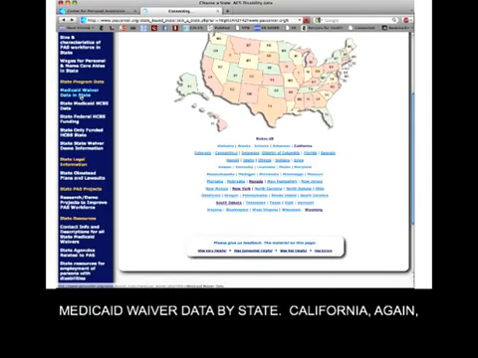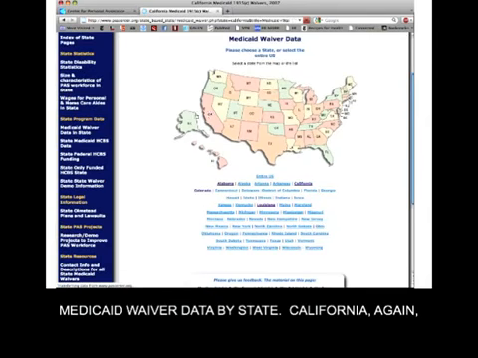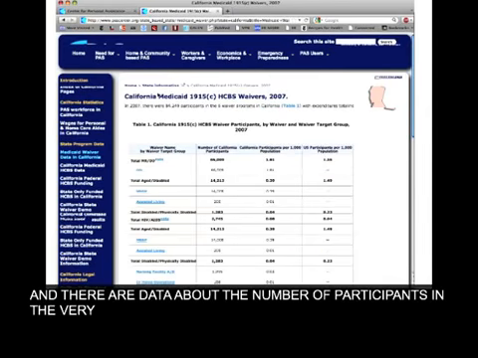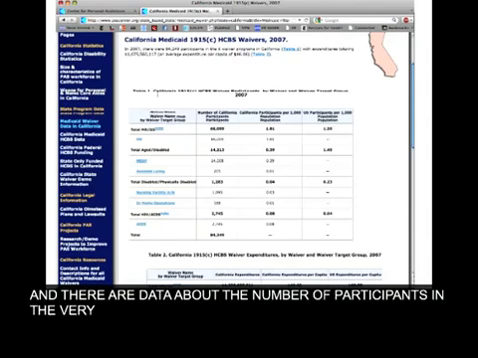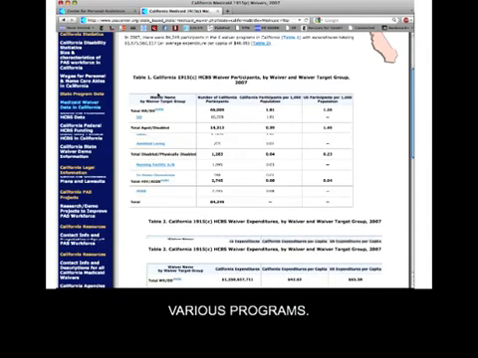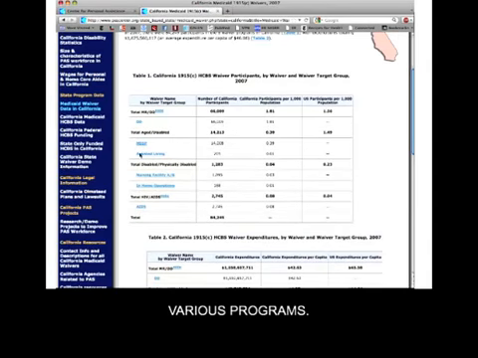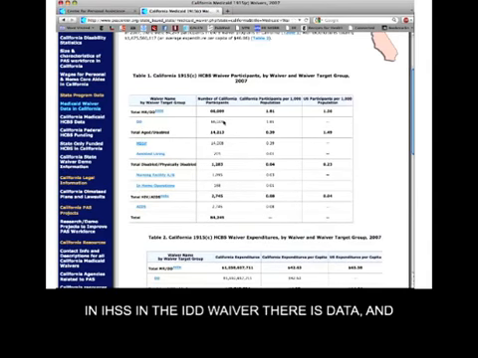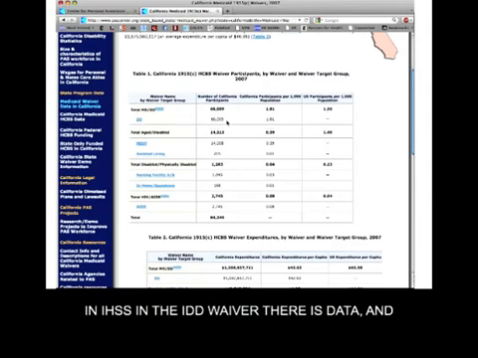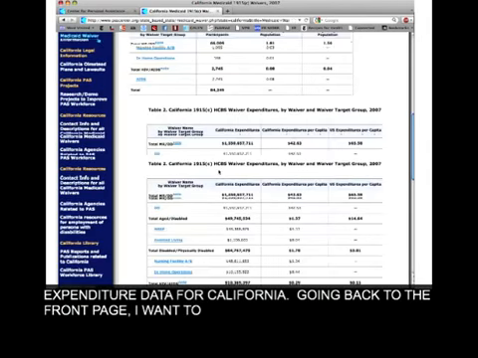I'm clicking in the left on Medicaid waiver data by state. California again, and there are data about the number of participants in the various programs. For example, IHSS, no, this is waiver data. For example, in the DD waiver, there were 66,000 participants in 2007. Here are expenditure data for California.